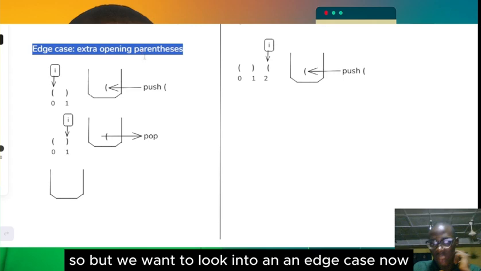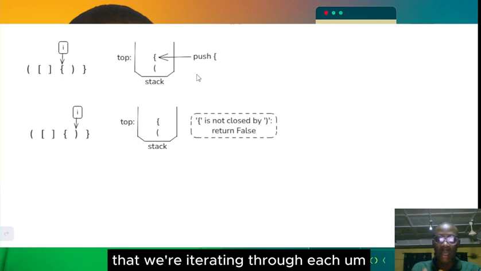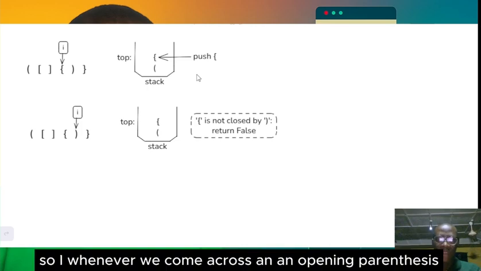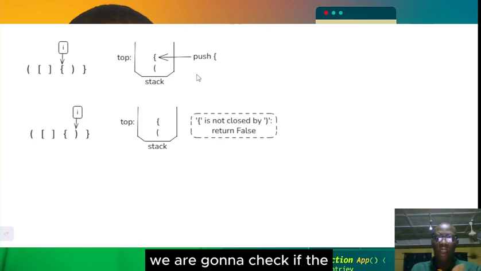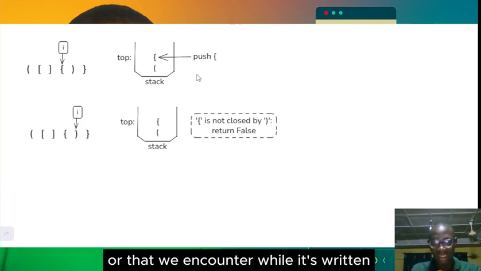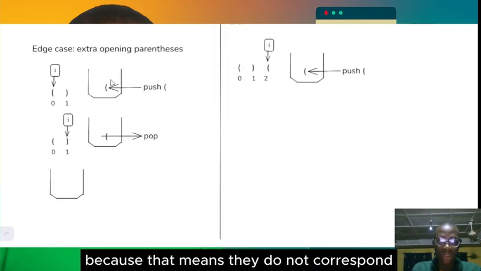But we want to look into an edge case now. Don't forget how we solve this problem: we iterate through each element in the parenthesis expression in the string. Whenever we come across an opening parenthesis, we add it to the top of the stack. Whenever we come across a closing parenthesis, we check if the parenthesis at the top of the stack closes it. If it does, we pop it out of the stack. If it does not, we return false, because that means they do not correspond.